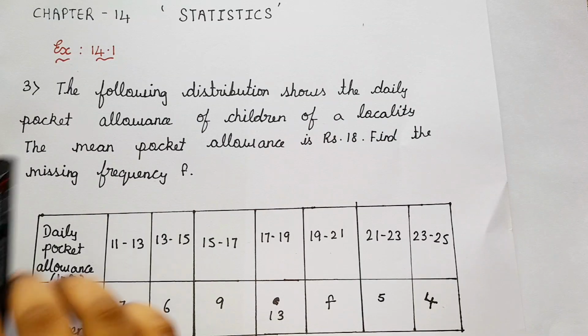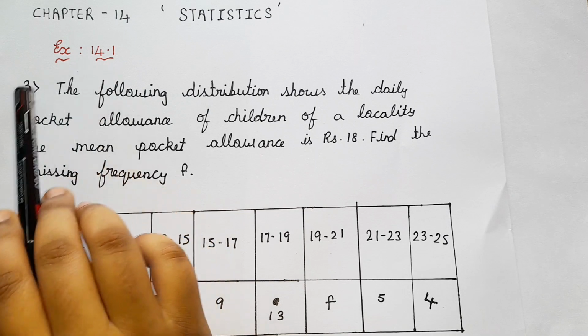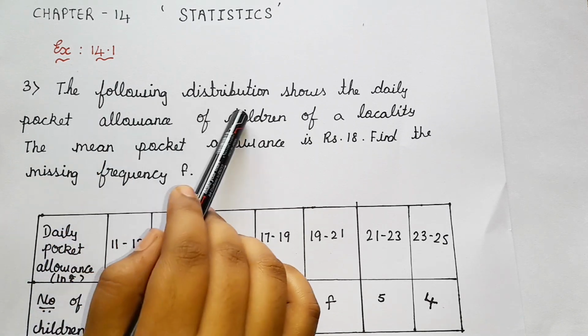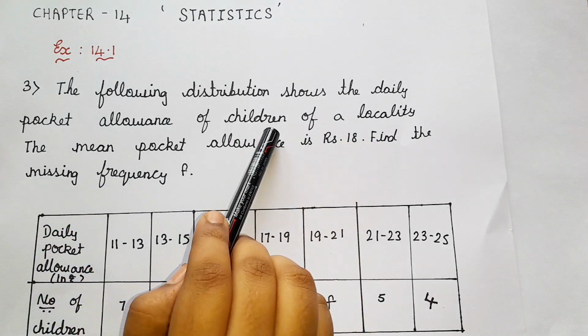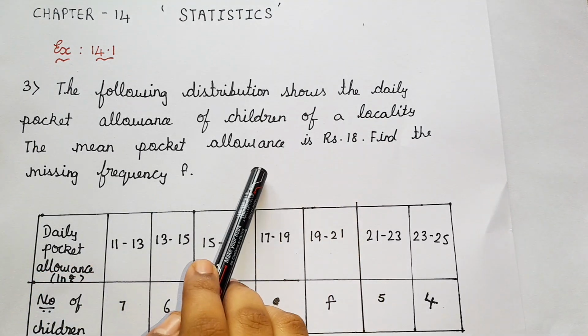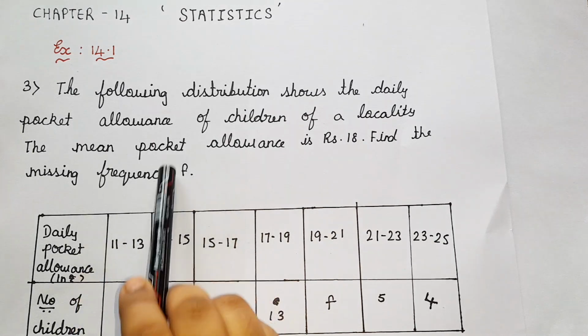Today we are going to be learning Chapter 14, Statistics, Exercise 14.1, third question. Alright, now let's read the question. The following distribution shows the daily pocket allowance of children of a locality. The mean pocket allowance is rupees 18. Find the missing frequency F.